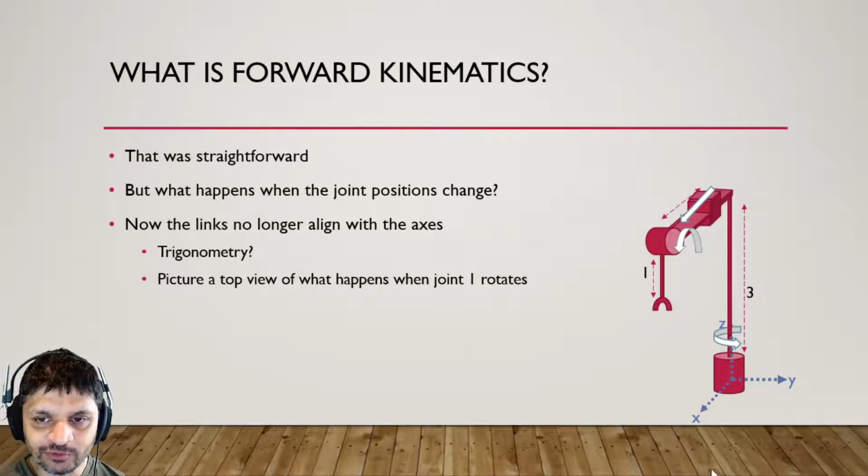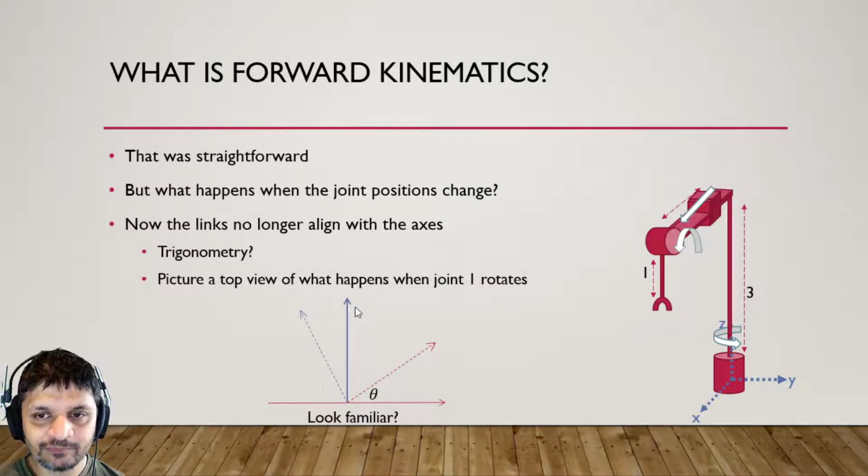Let's picture a top view. If you were looking at this arm from the top and this joint rotated, right? You'd end up with something like this, where initially you had your link going along the y-axis or x-axis or something, let's say the x-axis, and then when you rotate it, it was suddenly going along this sort of imaginary axis, and the parameter here would be how much you rotated, right? Now this picture should look a bit familiar to you from the lecture on coordinate frames.